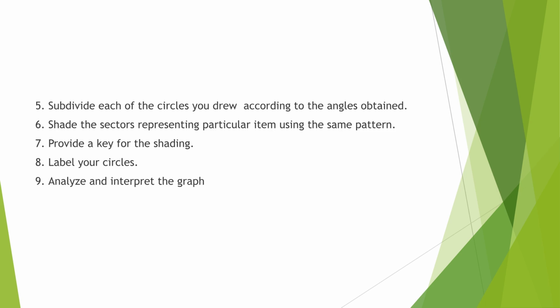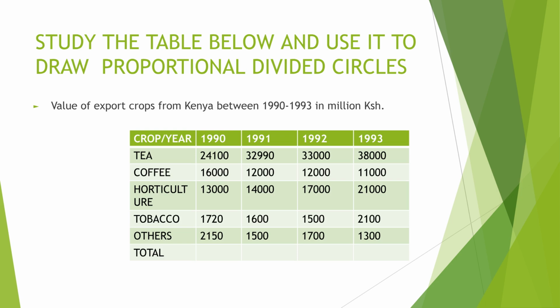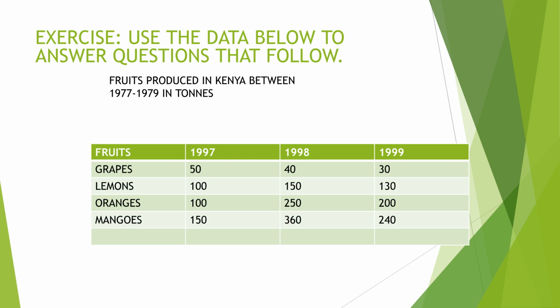Draw circles using the calculated radii, and then subdivide each circle into sectors to represent the data. Subdivide the circles according to the angles obtained and shade the sectors. Finally, provide a key, label the circles, and interpret the graph. Here is an exercise. Study the table and use it to draw proportional divided circles, representing the value of export crops from Kenya between 1990 and 1993 in million Kenyan shillings. Another exercise uses data on fruits produced in Kenya between 1977 and 1979 in tons. We will use this data to answer the questions that follow.